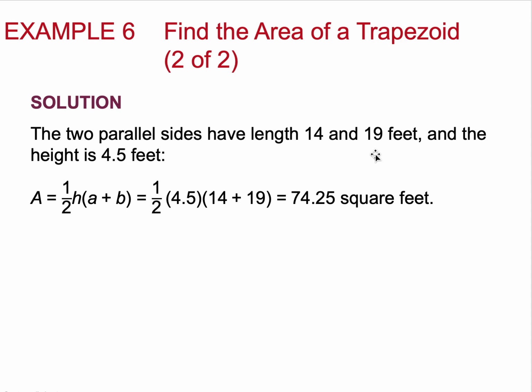So if I plug this into the formula, I'm going to get 1/2 times 4.5 from what they gave me. And then I'm going to do times the sum of the 14 and 19. That's going to give me the 74.25. The units are feet, so it's going to be in square feet.